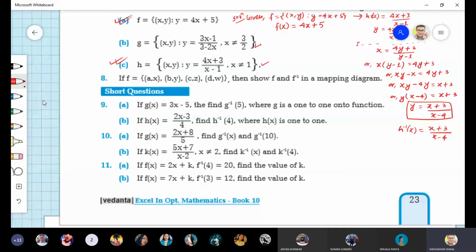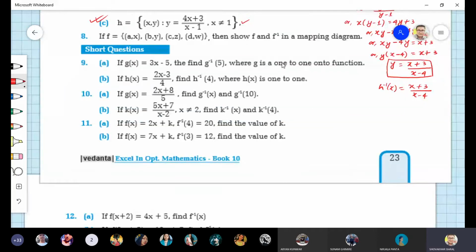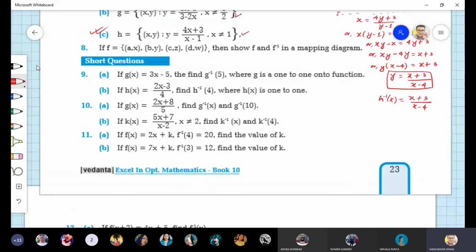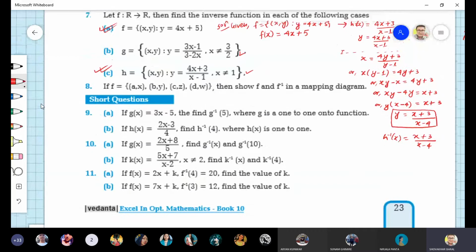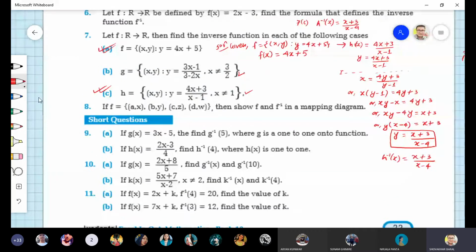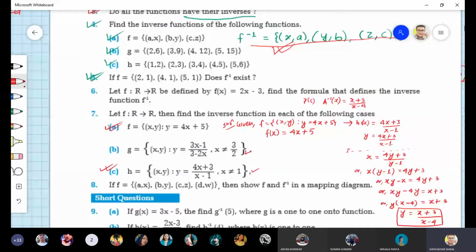Now, short questions. If g(x) is equal to 3x minus 5, then find g inverse x, where g is a one-to-one onto function. The question clearly states that this is a one-to-one onto function. Otherwise, if the question asks you to find the inverse, you need to have the perception that the function is one-to-one and onto, or the question would not ask you to find the inverse. Let me solve this with the help of the earlier question.